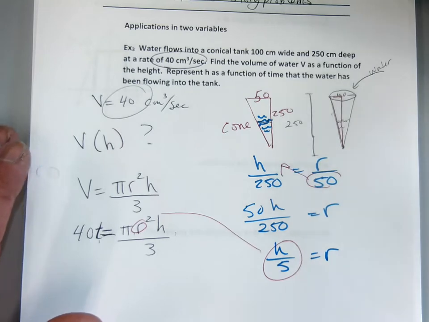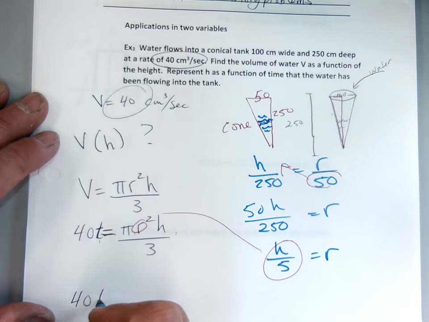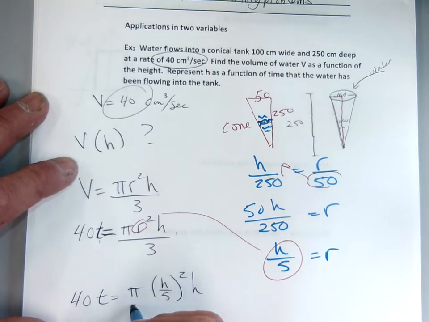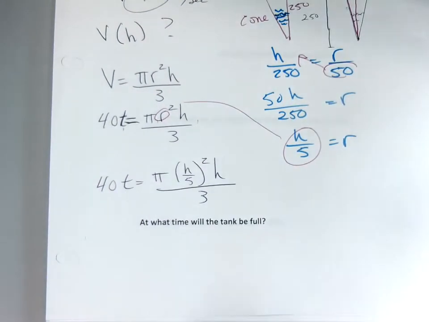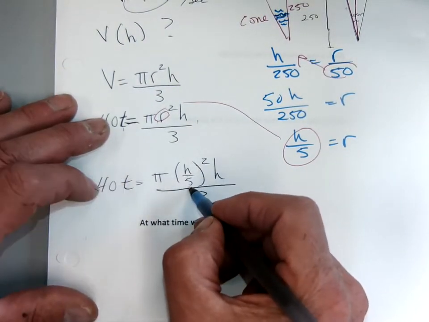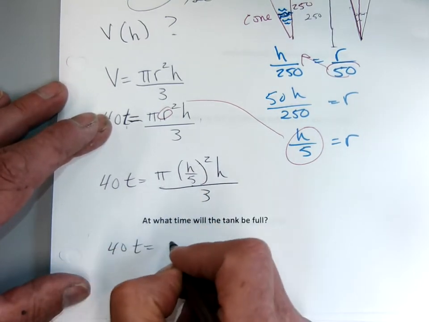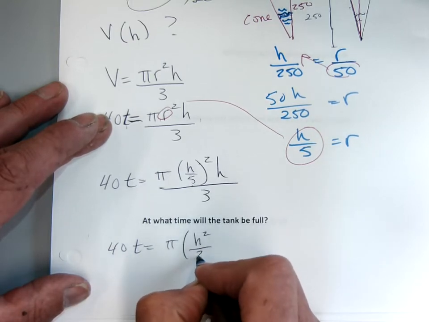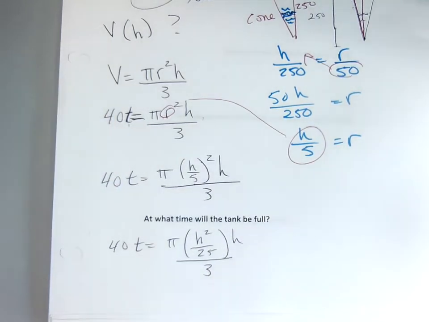And I'm going to rewrite this whole equation as 40t equals pi h over 5 squared h divided by 3. Okay? I need to simplify that. I really do. That's going to be an h squared over 25. Okay with that? So that's 40t equals pi times h squared over 25 h over 3. Oh, that's pretty ugly too. I need to simplify that.